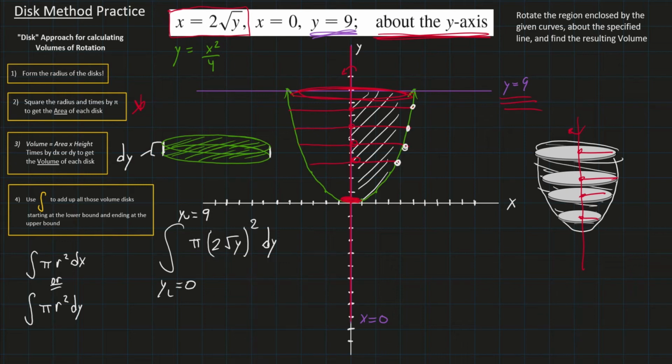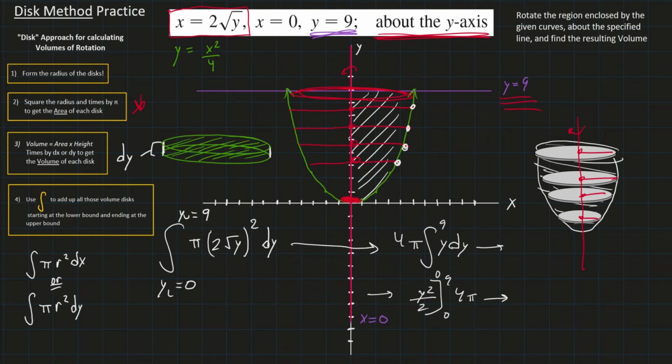And now we just have to do the math. So this integral is actually really easy. I'll just do that square first. That square gets me 4 times y, and I'll move that 4 and that pi outside the integral expression. So I'm just left with this, and that integral is just an inverse power rule.